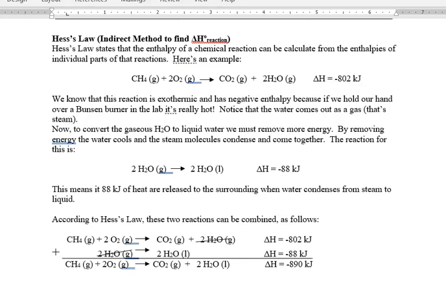The reaction for this is, so notice this is simply a change of state. It's turning the water as gas, as steam, into the water as a liquid. And to do that, you have to pull energy out of the steam, make the steam less energetic so the water molecules come together. And the amount that you need to do that is negative 88 kilojoules per mole. This means that 88 kilojoules of heat are released to the surroundings when water condenses from steam to liquid.